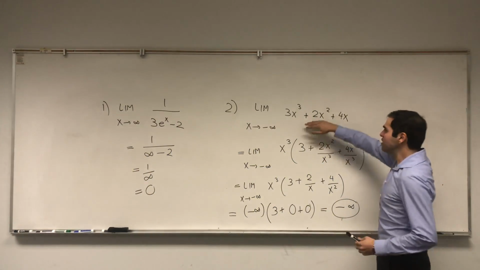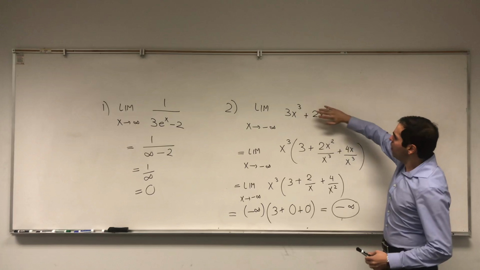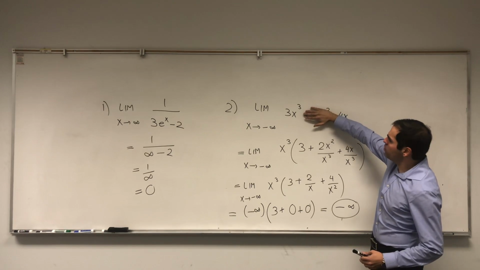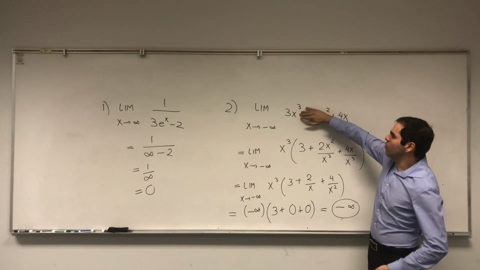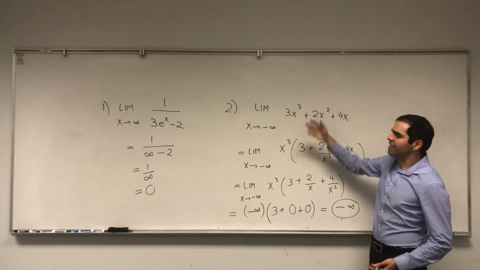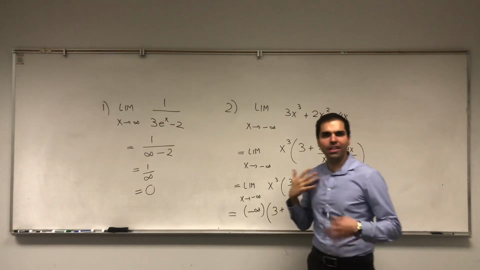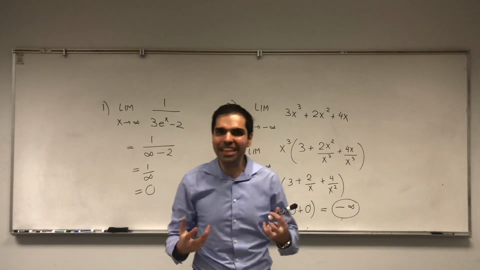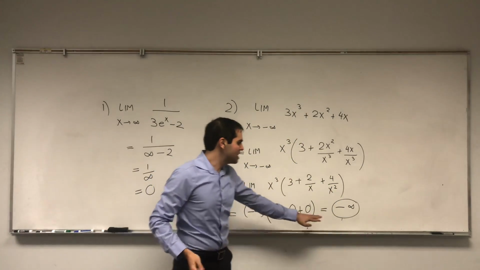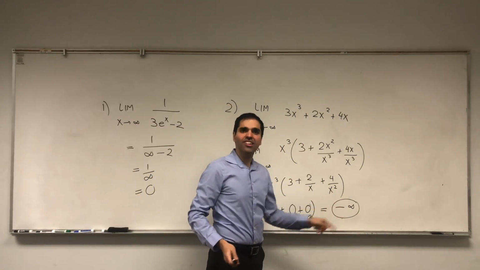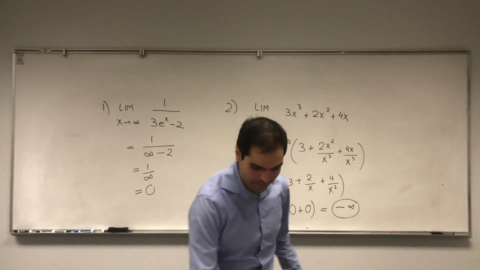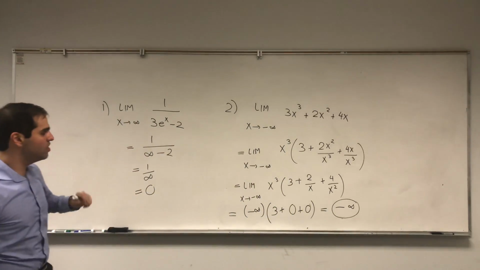And by the way, always make sure to check if your answer makes sense. The idea for this polynomial is that all that matters is the leading term. So what you should get is roughly 3 times negative infinity cubed. But a negative number cubed is always negative. So you should expect a negative answer here, which we have here. All right, so that's for polynomials.